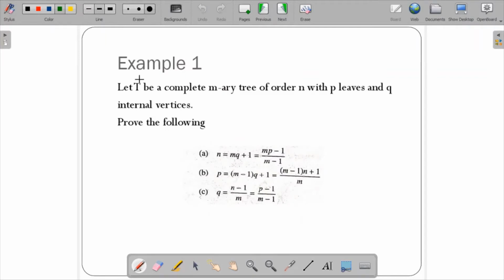Example 1 is regarding: let T be a complete M-array tree of order n with p leaves and q internal vertices. So remember, p leaves and q internal vertices means within the internal vertices you will have the root, and these are the leaves, and it is an M-array tree. We don't know whether it is a 1-array, 2-array, 3-array, or whatever. So it is an M-array tree. For that you are supposed to prove a, b as well as c. So let us solve this problem in the new page.